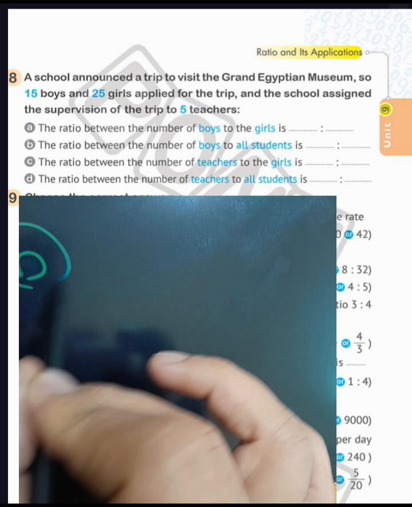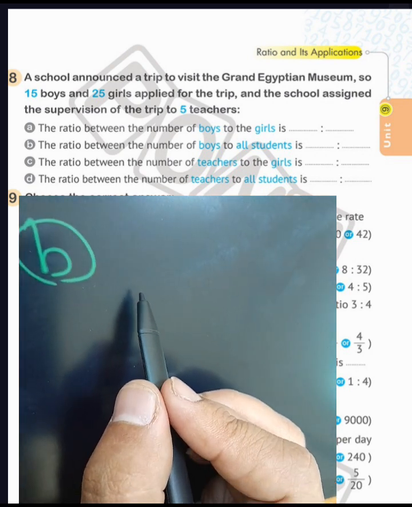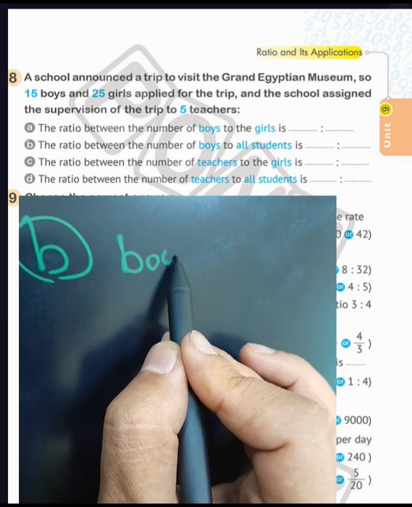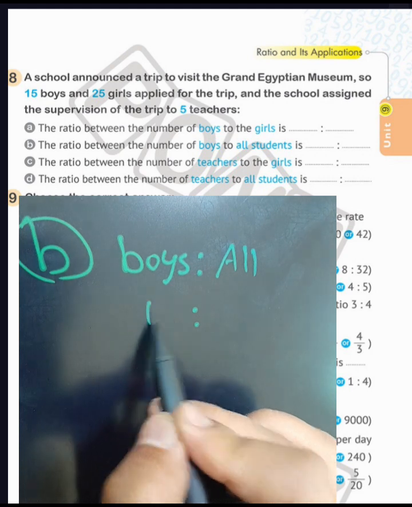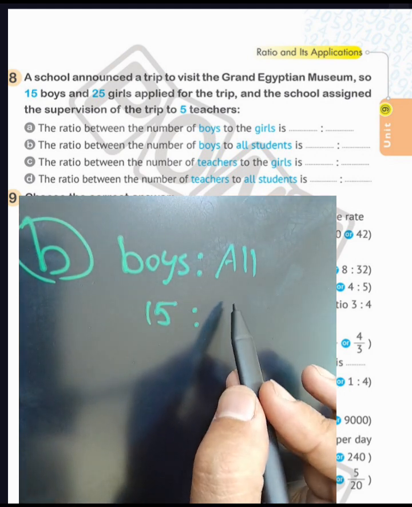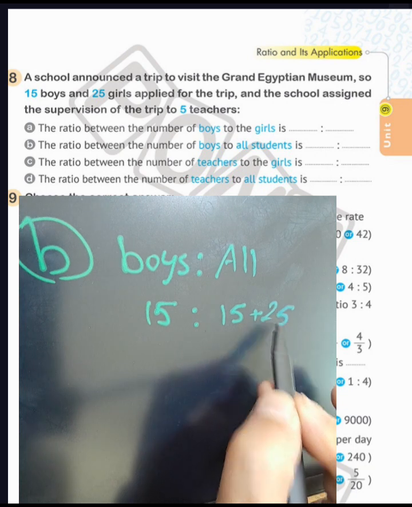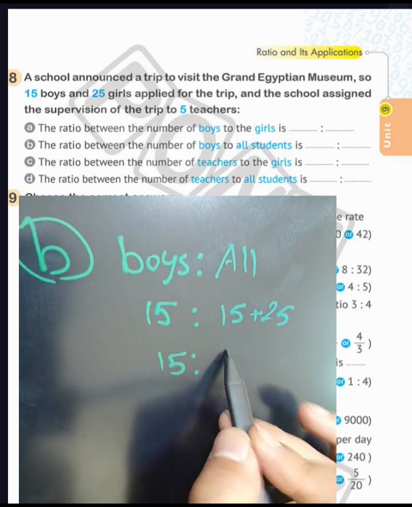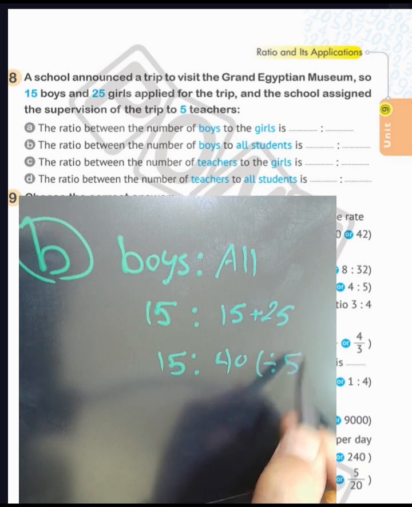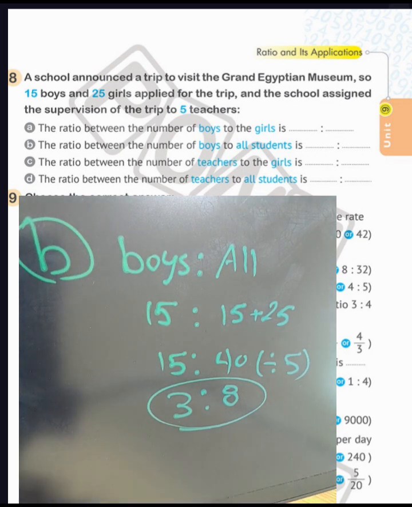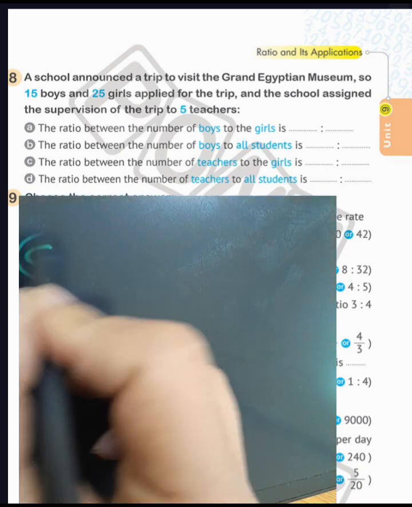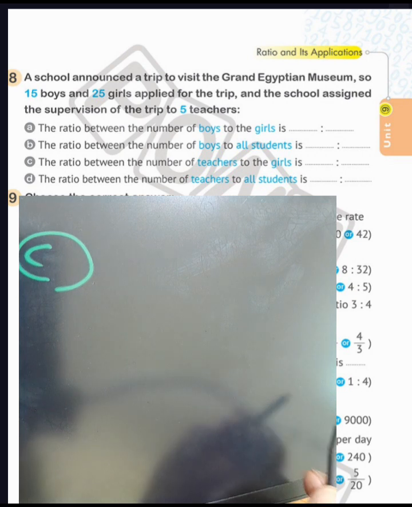Question letter B. You want to find the ratio between boys and all students. We have here 15 boys and all. You must add the number of boys and the number of girls. 15 and 25, the sum will be 40. You can divide it by 5. 15 divided by 5 equals 3. 40 divided by 5 equals 8. The result will be 3 to 8. Next example, question letter C. Ratio between teachers and girls.